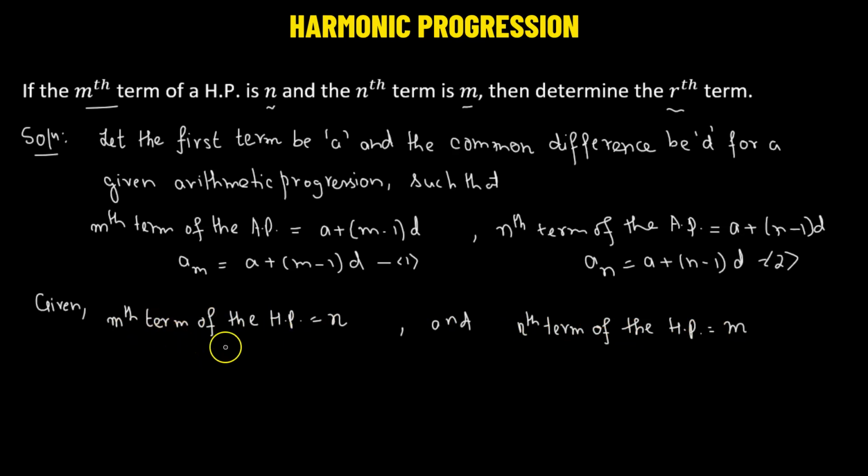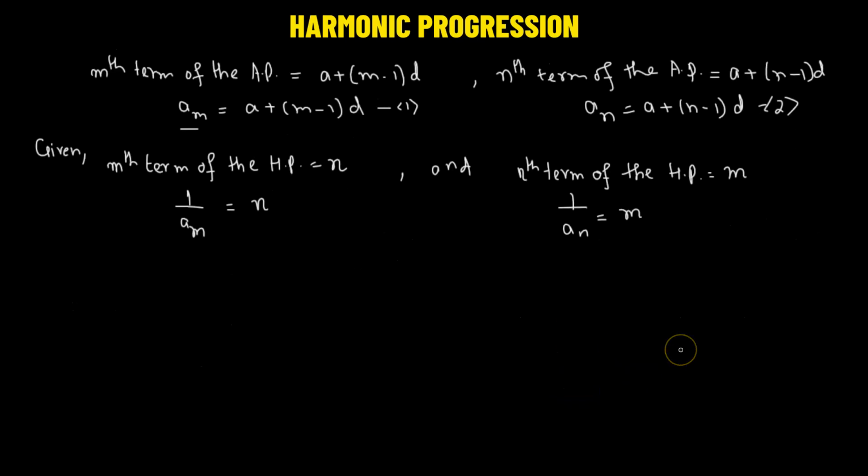Now, how do we define the mth term of the harmonic progression? We can take the reciprocal of the mth term of the arithmetic progression. That's the definition of a harmonic progression. So 1 over am is going to be the mth term of the harmonic progression, and it's given that this value equals n. And the nth term, which is simply 1 over an, equals m. So we'll take the reciprocal on both sides. So am comes out to be 1 over n, and the nth term, an, comes out to be 1 over m.